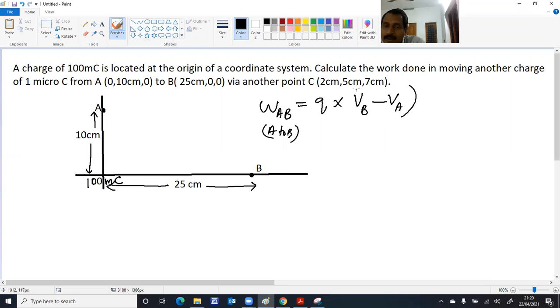This is the general formula for work done: the charge which is moving, times final potential minus initial potential. The one stationary will be the source charge, that is the one producing potential at A and B. The moving one will be the test charge, or the small charge q, always.